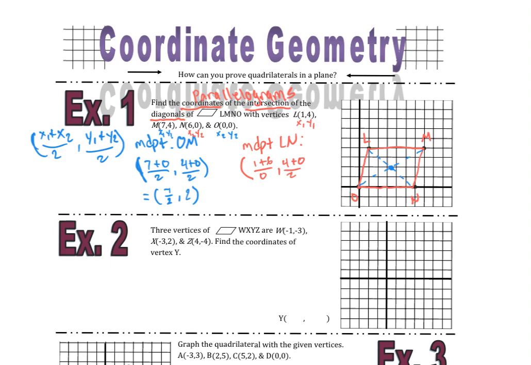Oh, let me erase that. I said over 0, but that's not right. That is 1 plus 6 over 2. Sorry about that. And then 4 plus 0 over 2. And this gives us (7 halves, 2). And you notice that the midpoints are the same. So the intersection of the diagonals would be (7 halves, 2). You can just box in one of these. I'll just box in this one. We knew it was going to be the same. It has to be the same because, again, the diagonals bisect each other in a parallelogram. So let's move on to example 2.